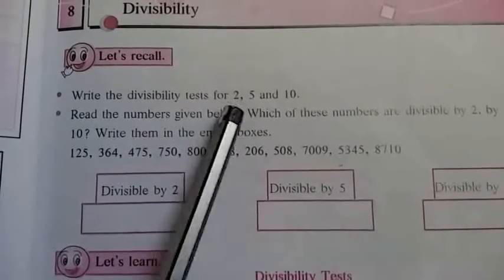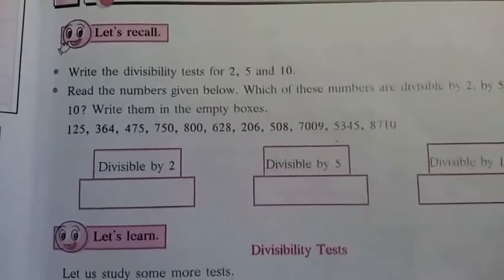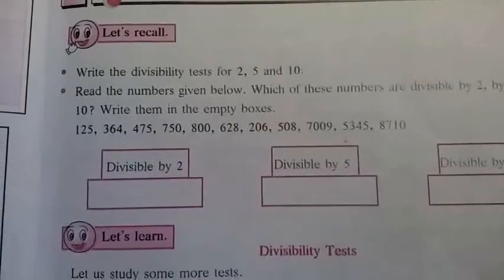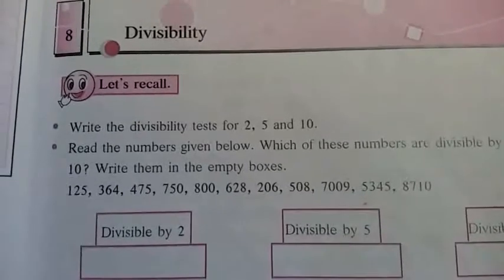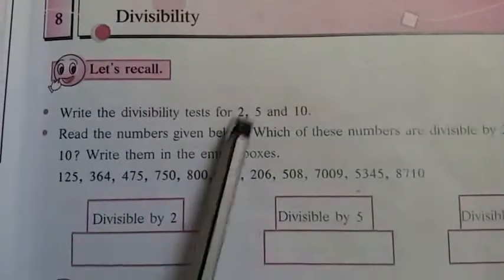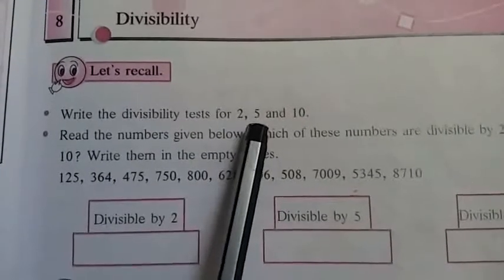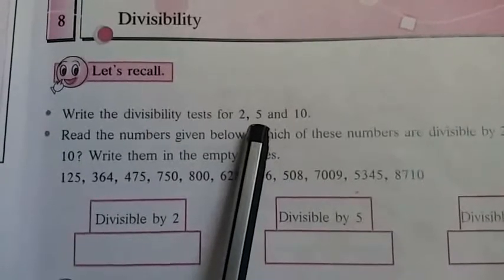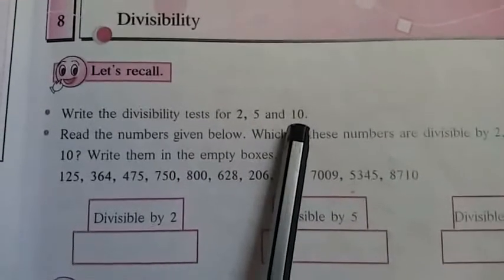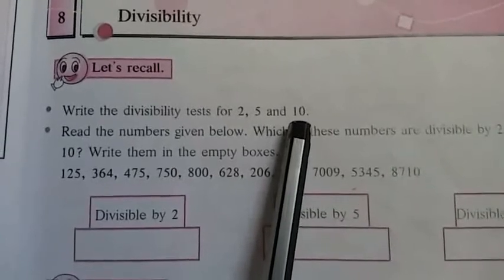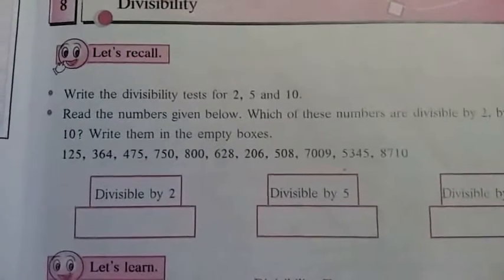Divisibility test for 2. If the last digit is 0, 2, 4, 6 or 8, then that number is divisible by 2. This is the divisibility test for 2. Now next, 5. If the last digit is 0 or 5, then that number is divisible by 5. And for 10, if the last digit is 0, then that number is divisible by 10. Divisibility test for 2, 5 and 10 you have already learned in previous class.